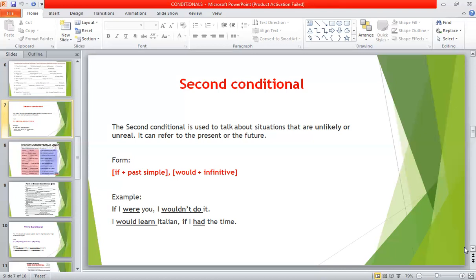Here the second sentence, if it is in the middle of the sentence, is in the other clause, so it's okay. I'd learn Italian if I had the time. Here he wants to say that he doesn't have any time to learn Italian. So the real situation is he doesn't have time. He would learn Italian. So he just supposes or imagines that I would learn Italian if I had the time.